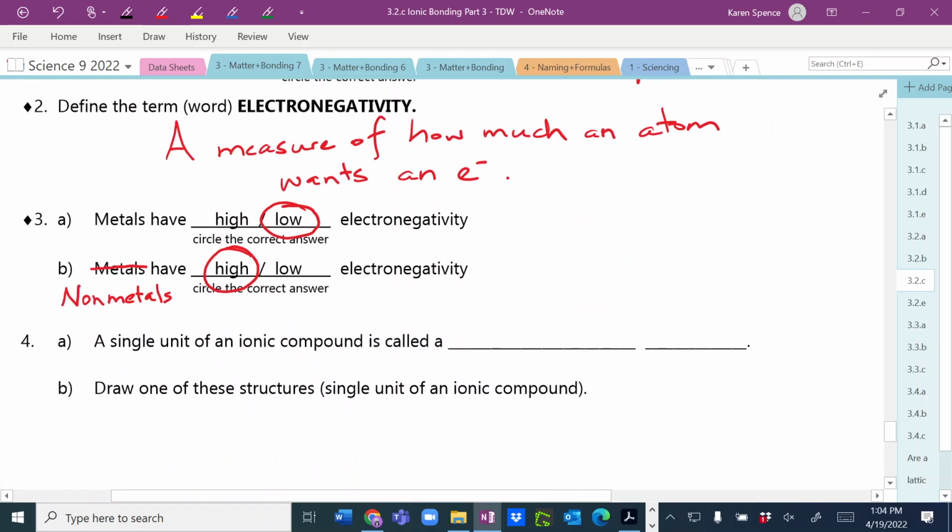A single unit of an ionic compound, and this is what you had to find on page, actually this one was also on page 27. A single unit of an ionic compound is called a formula unit.